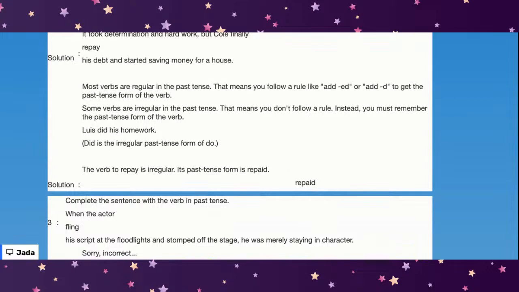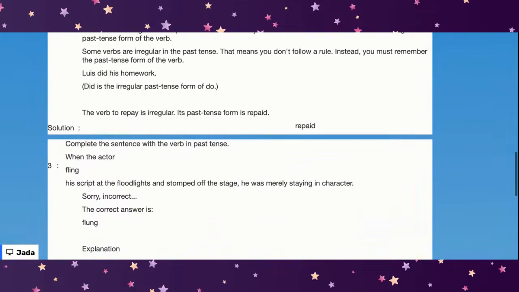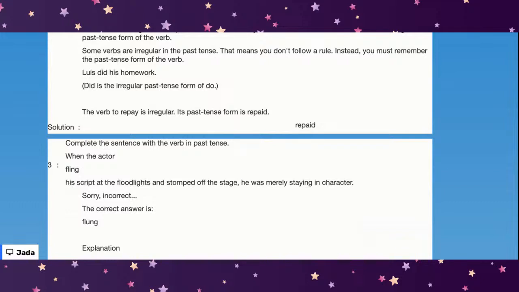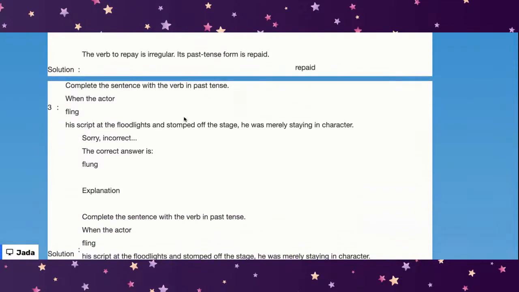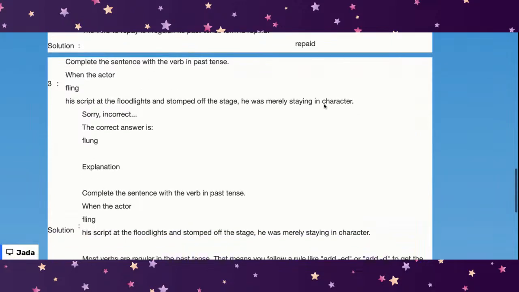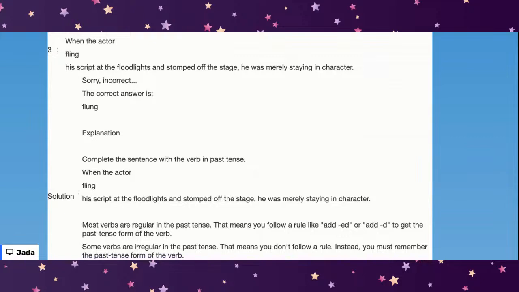So that's it. And then the next one, the next one says that when the actor flinged his script at the floodlights and then stormed off the stage, he was merely staying in character. So what does that mean?